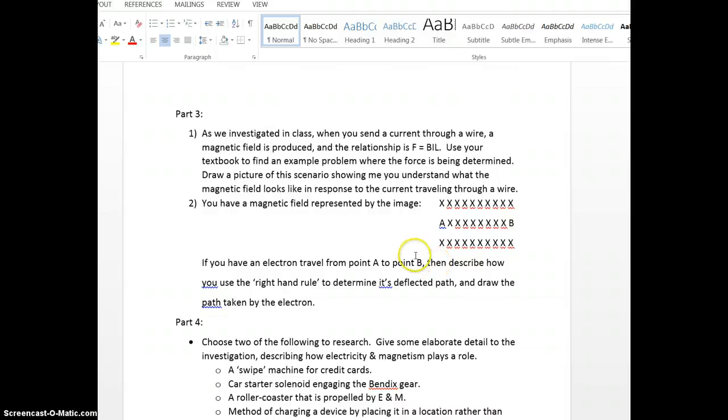So when you look at the question right here, you have a charge that's traveling from point A to point B. Look in the text and find out what these x's represent. As the charge travels, which is an electron, from A to B, is it going to go straight through? Is it going to curve up, curve down? Or what is it going to do? You have to be able to apply the right-hand rule to the situation to answer that question.